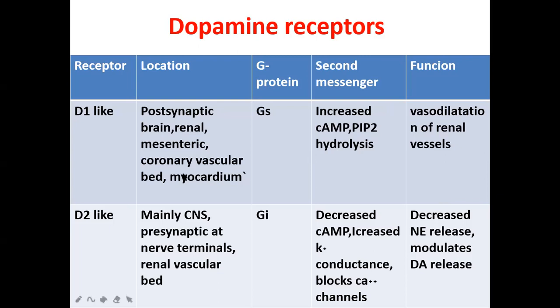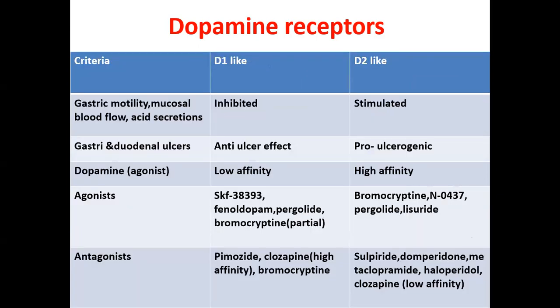Then what are these D2-like receptors? They are mainly present in the CNS, and they are postsynaptic at the nerve terminals and the renal vascular bed. They are inhibitory, G protein inhibitory. The second messengers: they decrease cyclic AMP, increase potassium conductance, and block the calcium channels, and hence their main function is decrease in norepinephrine release, and they modulate dopamine release. So this is regarding the dopamine receptors.